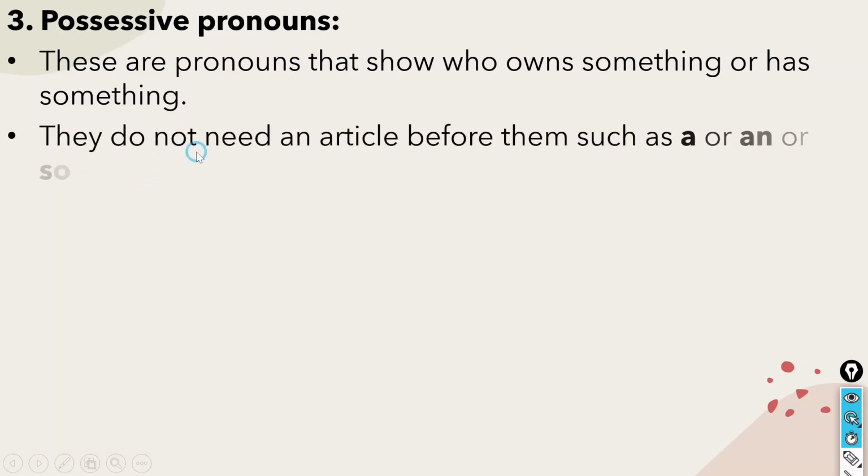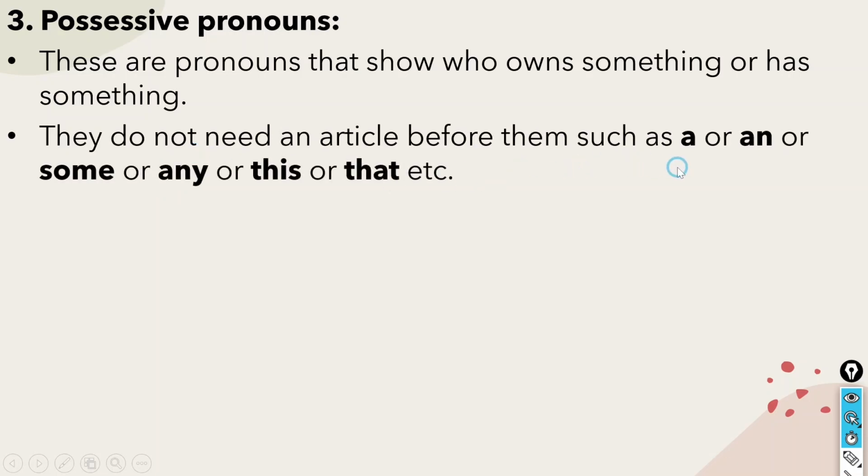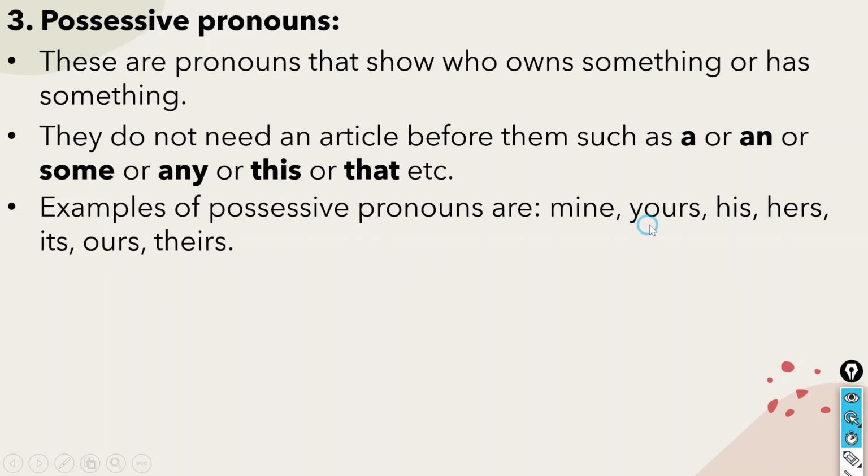They do not need an article before them, such as a, an, some, any, this, or that, etc. There are words called articles, which we are also going to cover in our lessons. So whenever we are using possessive pronouns, these words do not come before them. You are going to understand very soon. Some examples of possessive pronouns are mine, yours, his, hers, its, ours, theirs.